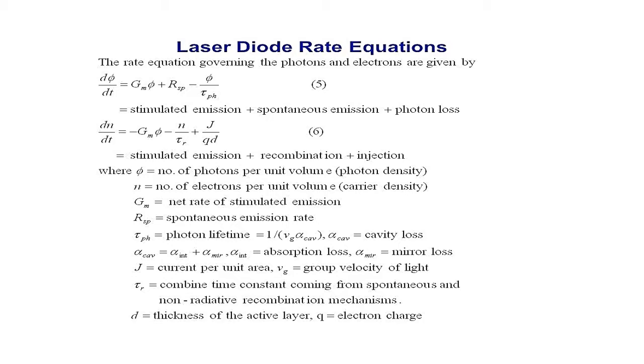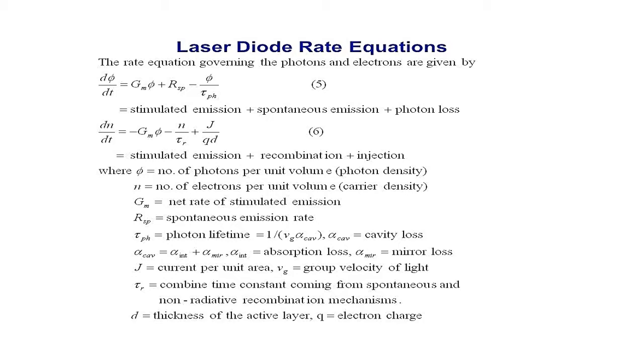in terms of the number of photons as dφ/dt = GmΦ + Rsp − Φ/τph. That is equal to stimulated emission plus spontaneous emission minus photon loss. And dN/dt = −GmΦ − N/τr + J/qd. That is equal to stimulated emission, recombination and injection, where Φ is the number of photons per unit volume, that is photon density, and N is the number of electrons per unit volume, that is carrier density.